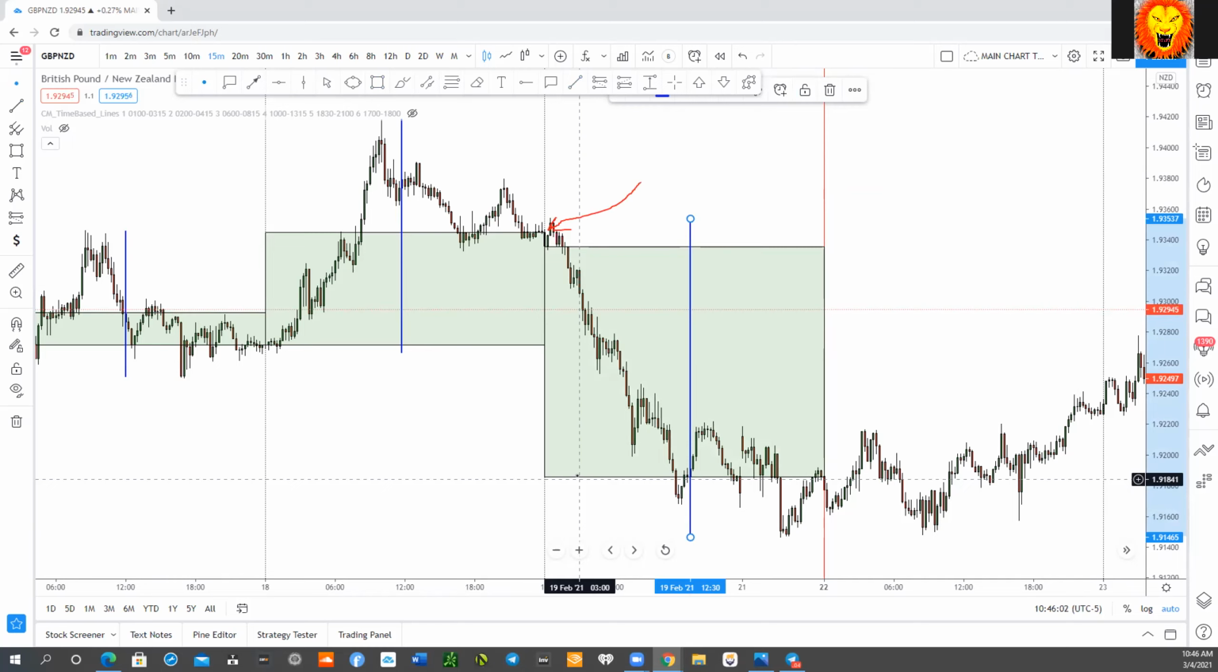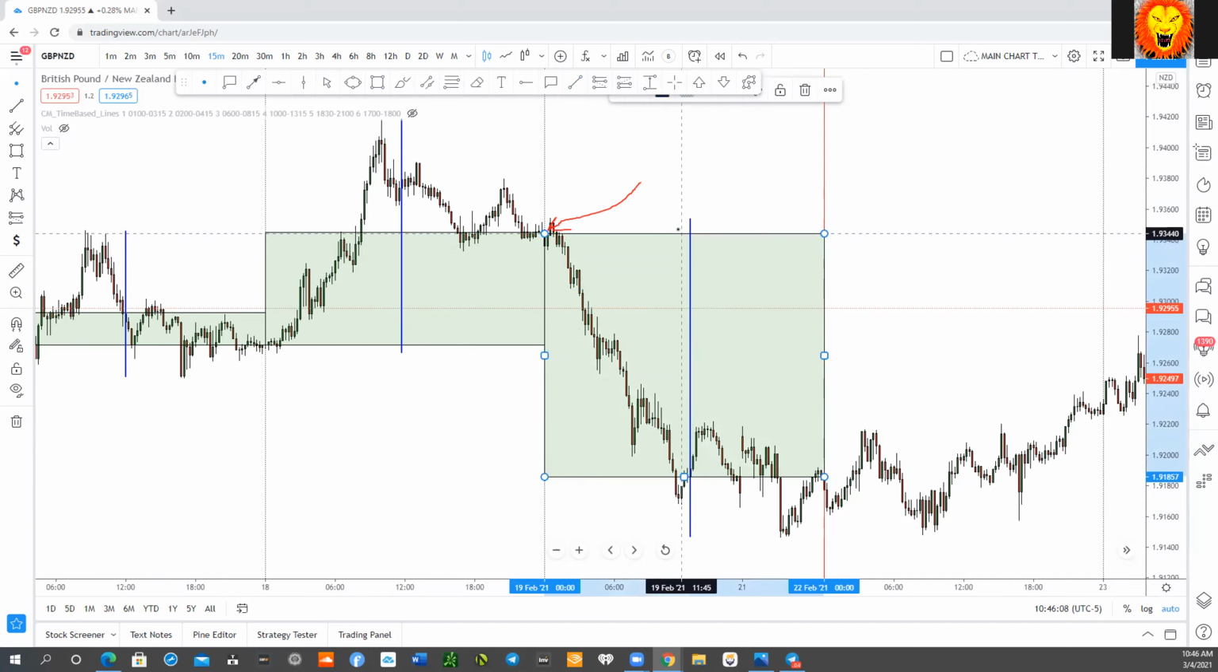This is the opening price of this period over here, by the way, where this arrow is. Oh yeah. So open and close. Okay.